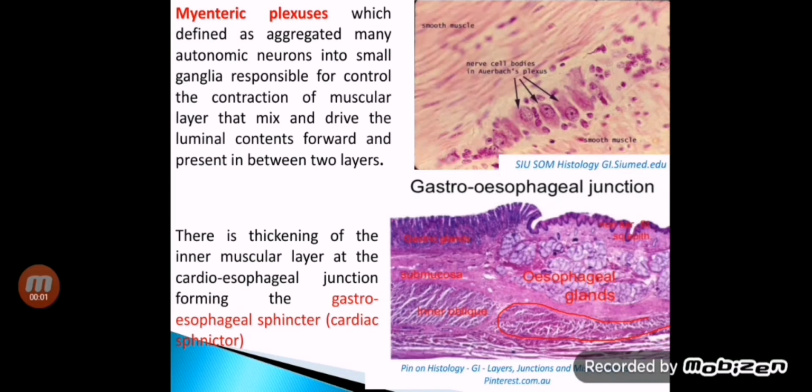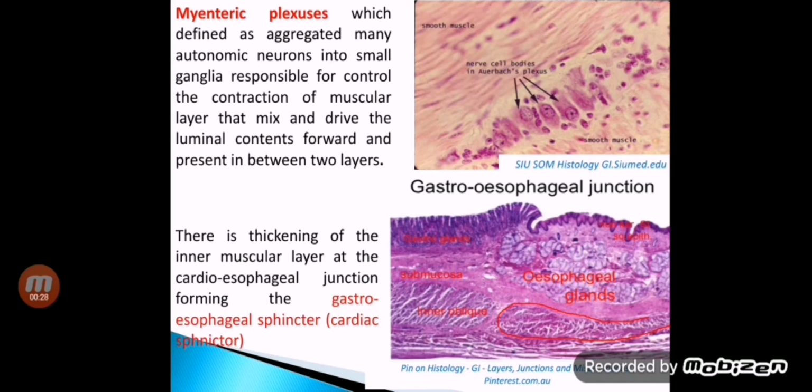The myenteric plexus is defined as aggregated autonomic neurons in small ganglia that are responsible for controlling the contraction of the muscular layer, which helps to mix and drive the luminal content forward, and it is present between the two sublayers of the muscular coat. There is a thickening of the inner muscular layer at the cardioesophageal junction, forming what is called the gastroesophageal sphincter or cardiac sphincter.